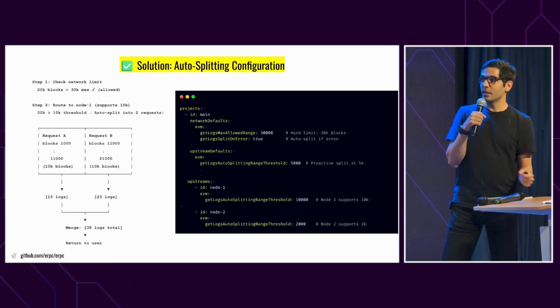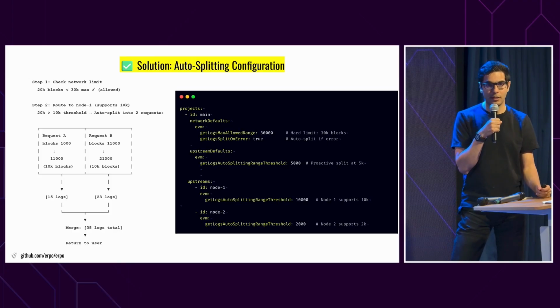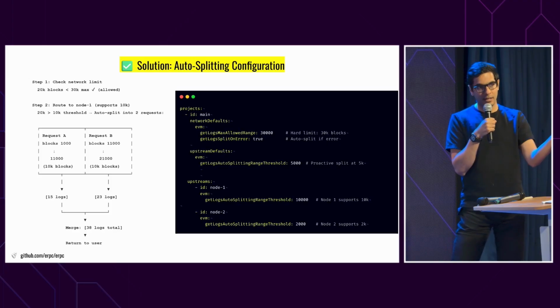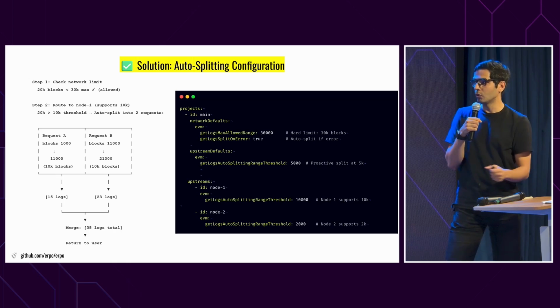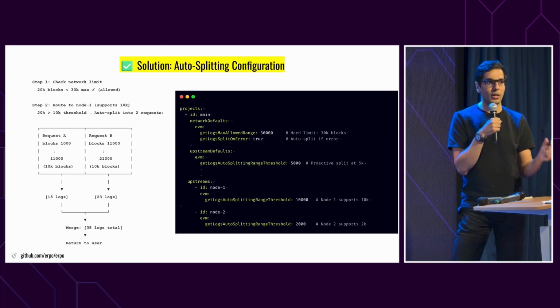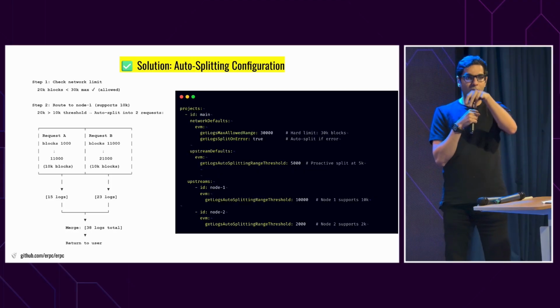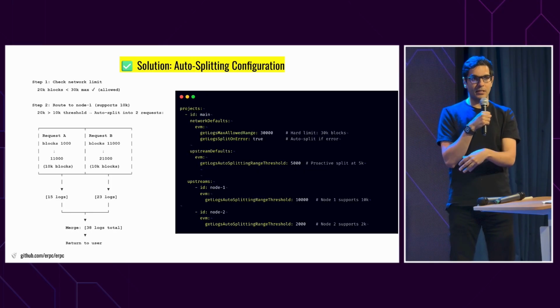But imagine you send a 20K block range, it gets logs. And okay, is it less than that 30K that I define? Yes, it is. Then, for example, my node 1 or node 2 only support a 10K range. So that request is going to be split in 2, 10K, 10K. And then we're going to merge the results and give you the responses.